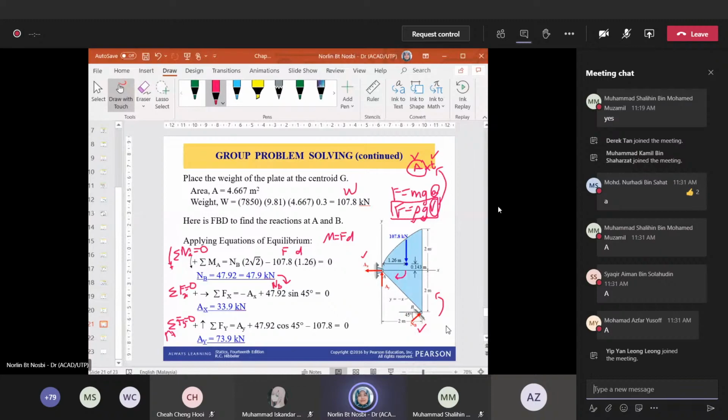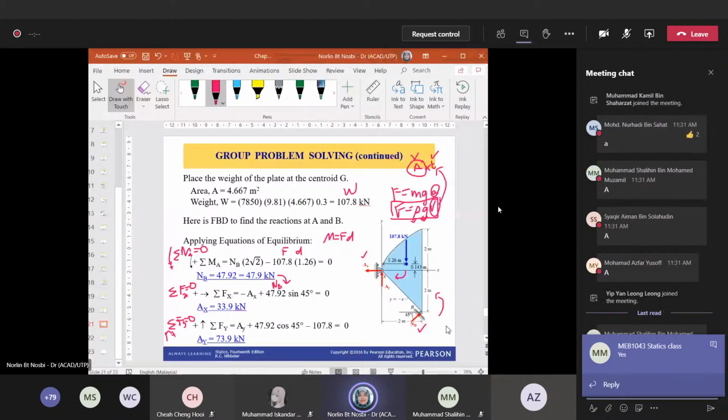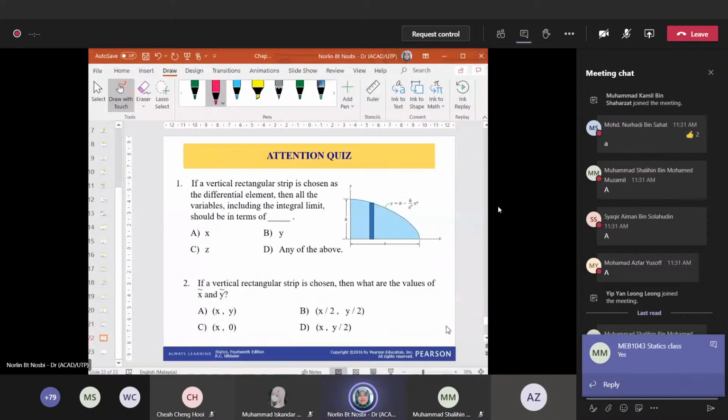Okay, is it clear until now? Is it okay? Okay, good. Now let us do the attention quiz. If a vertical rectangular, this is a vertical rectangular, is chosen as the differential element, then all the variables, including the integral limit, should be in terms of what?